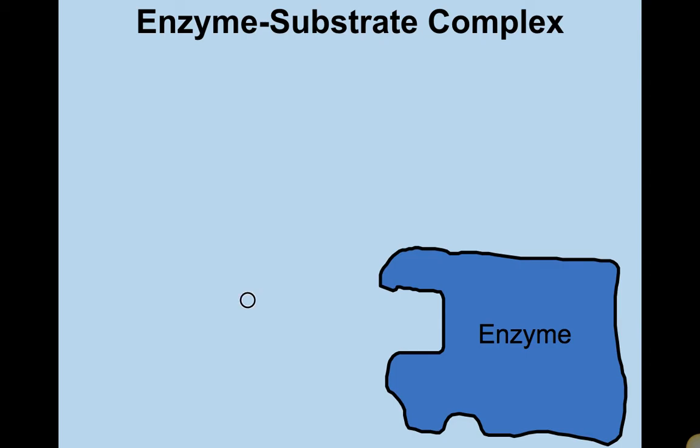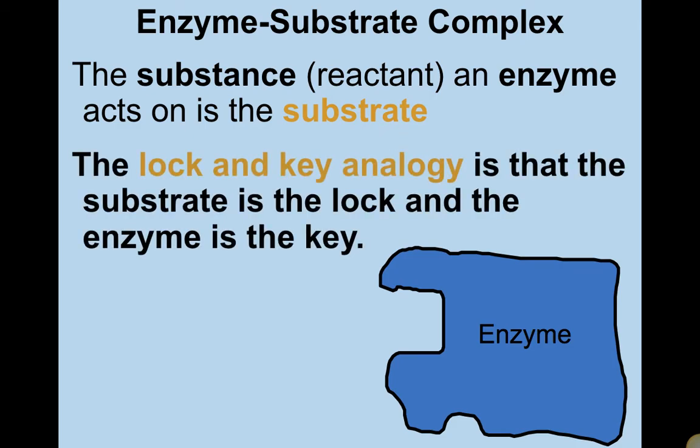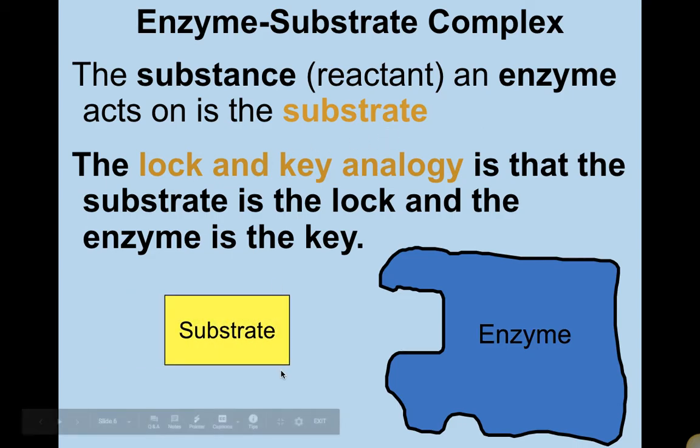So again, here's an enzyme-substrate complex. That just means that the substance, which is the substrate, or the reactant, is going to act on the enzyme. So the substrate is what starts at the left-hand side of a chemical equation. It's going to go in and fit perfectly like a lock and key. So this substrate is going to fit perfectly into this enzyme. If I took the key to my house and tried to go into your house, it would not work. It doesn't fit perfectly there, so that's important to know. So substrates and enzymes fit like a lock and key.